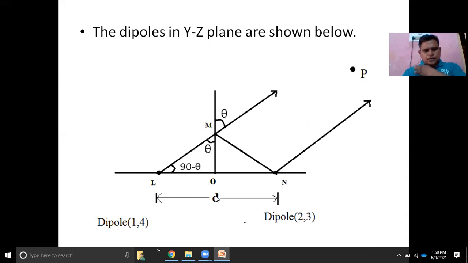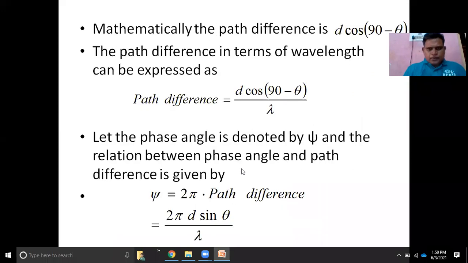Here, the distance between these two dipoles is d. The path difference is d cos(90° − θ). That path difference we can represent in terms of wavelength: the path difference is equal to (d/λ) cos(90° − θ). Here we represent the phase angle, denoted by ψ. The relationship between the phase angle and the path difference is that 2π times the path difference is called the phase angle.